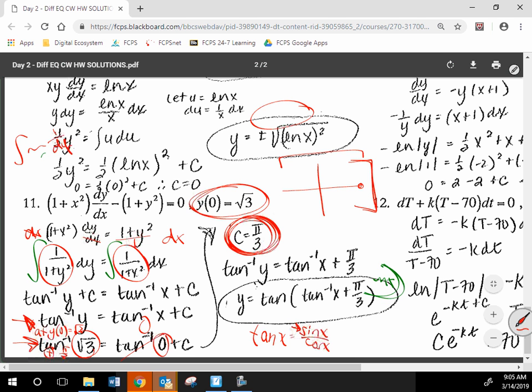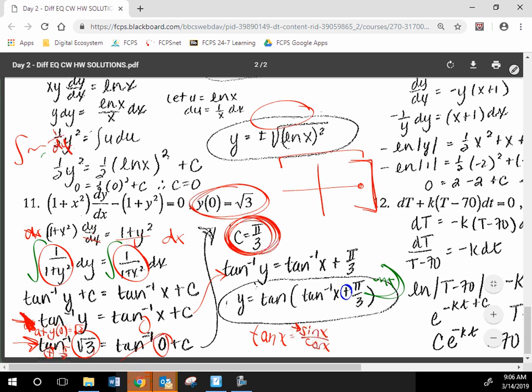Again, because I plugged in my point here, this is where I take my c and put it back in. So that's why you see we have inverse tangent of y equals inverse tangent of x plus pi over 3. Now to undo my inverse tangent, we just do regular tangent. So tangent of inverse tangent of x plus pi over 3. Now, I cannot simplify this because I'm adding within my argument. This is not just tangent of the first plus tangent of the second. So we can't simplify this anymore. That's our final answer.